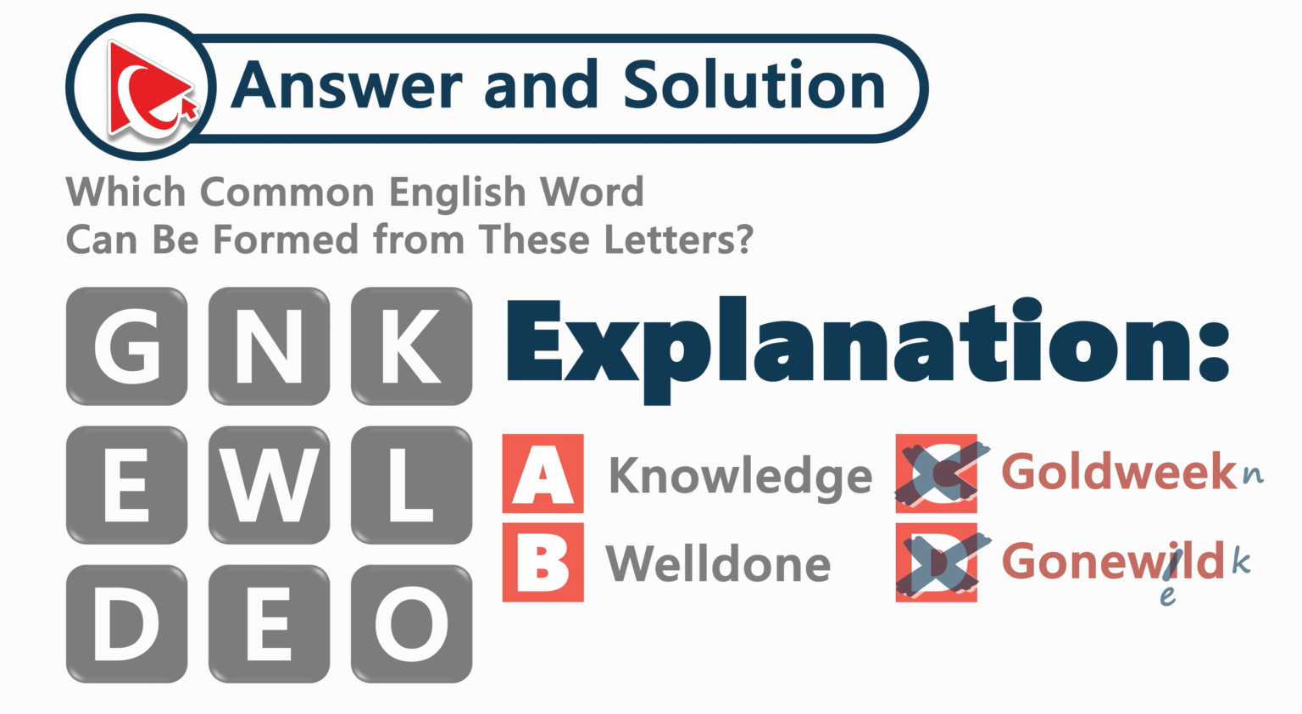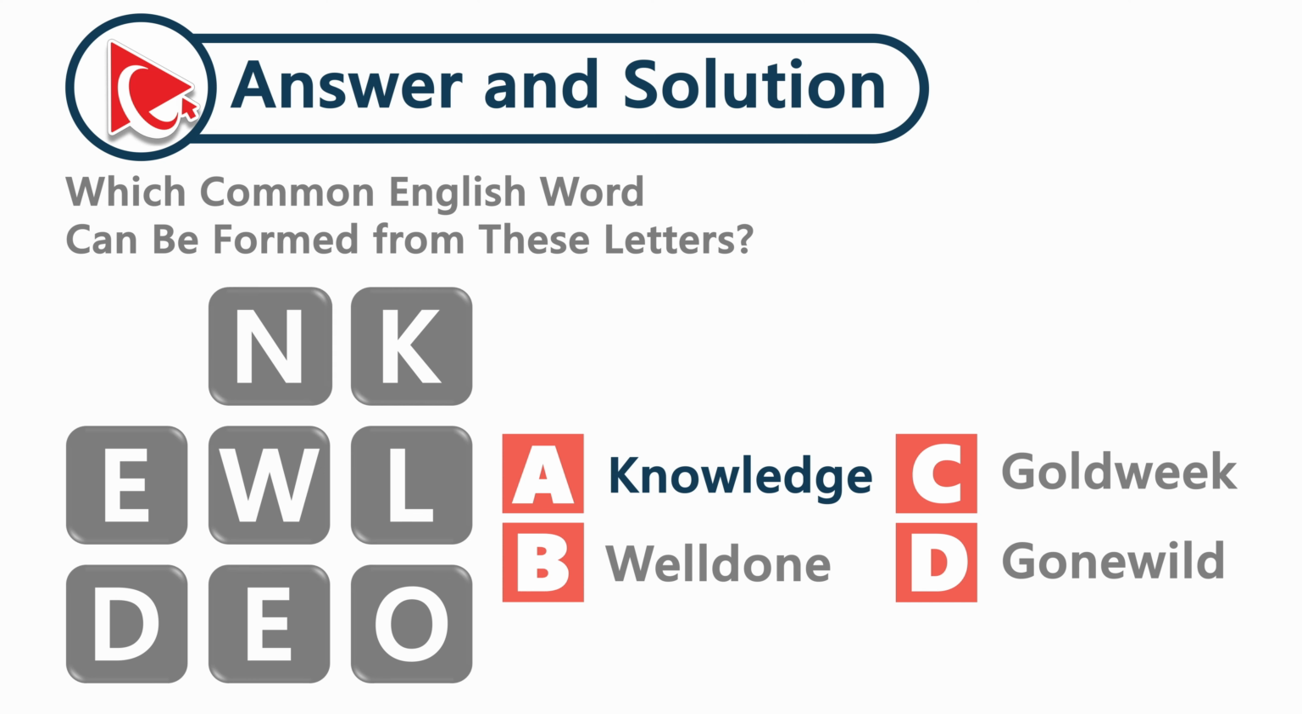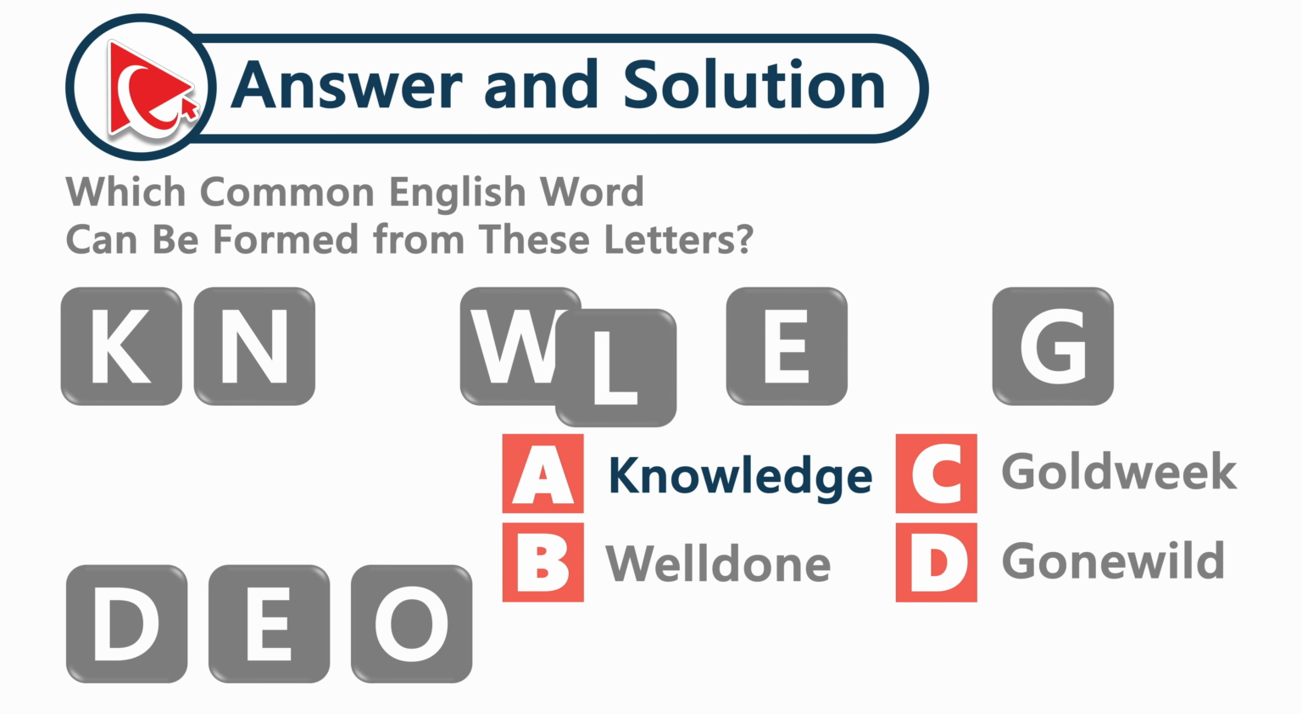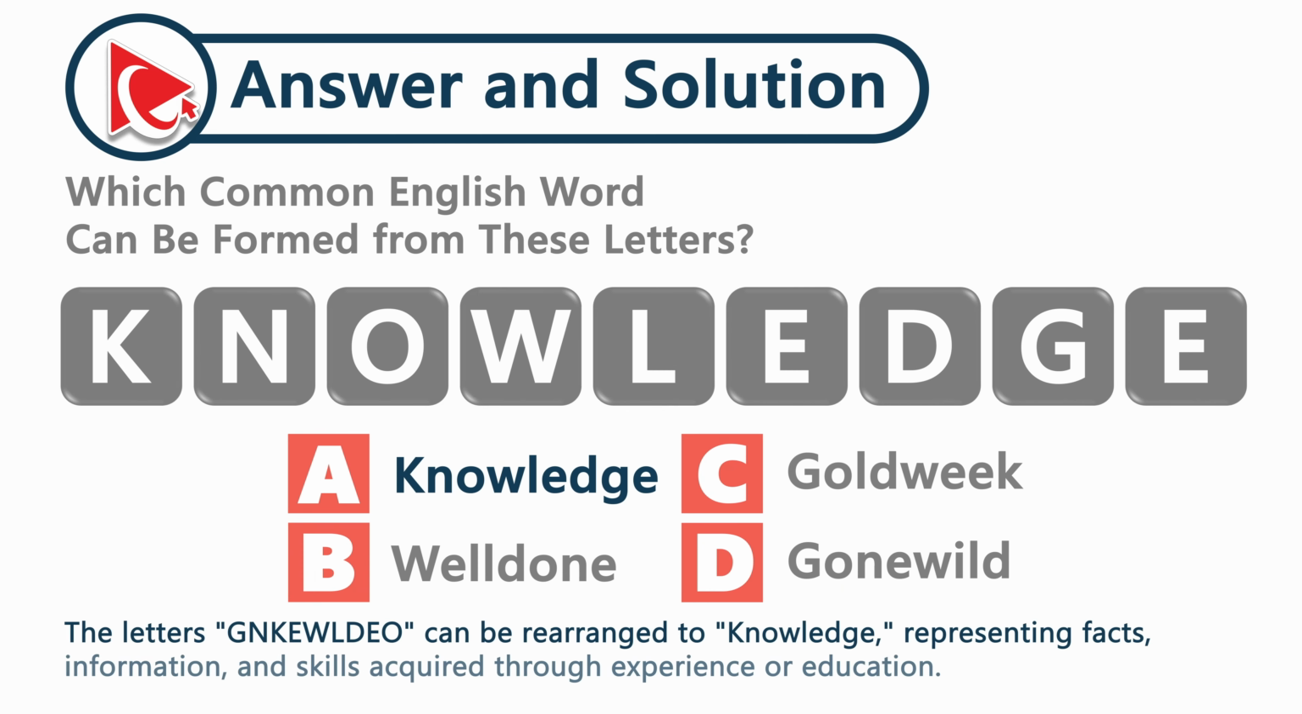So what stores facts and information, can be gained through learning, and is the foundation of understanding? I think you've got it. It's knowledge. The letters G and K, E, W, L, D, E, O can be rearranged to knowledge, representing facts, information, and skills acquired through experience and education. Let me spell this cool word for you. KNOWLEDGE. And the correct answer here is choice A, knowledge.